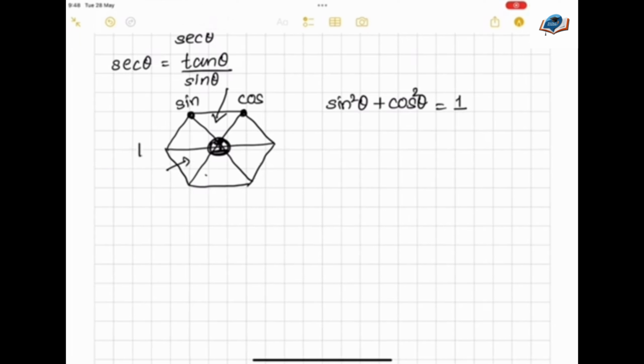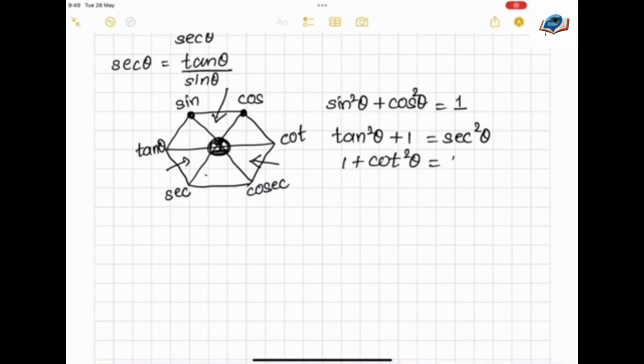Then the second triangle, that was tan theta and sec theta. So tan square theta plus 1 equal to sec square theta. The third part was cosec and cot. If I take that triangle, 1 plus cot square theta equal to cosec square theta. All the three formulas I get from here. In an easy way I can remember them.